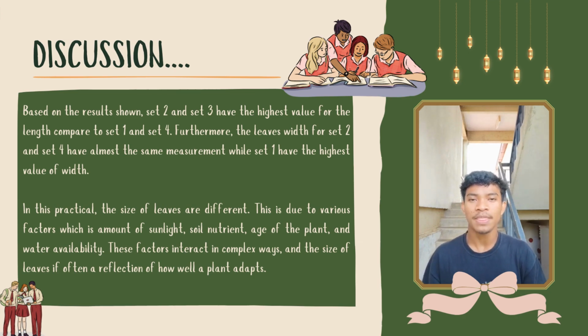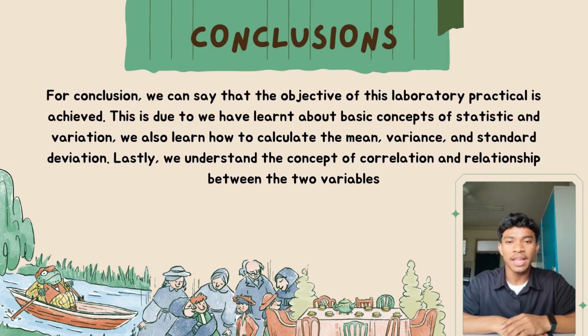In this practical, the size of leaves is different. This is due to various factors, which are amount of sunlight, soil nutrients, age of the plant and water availability. These factors interact in complex ways and the size of leaves is often a reflection of how well a plant adapts. For conclusion, we can say that the objective of this laboratory practical is achieved.